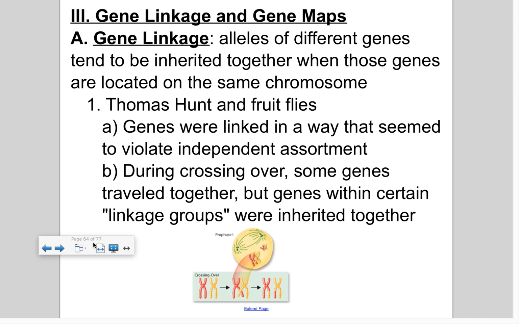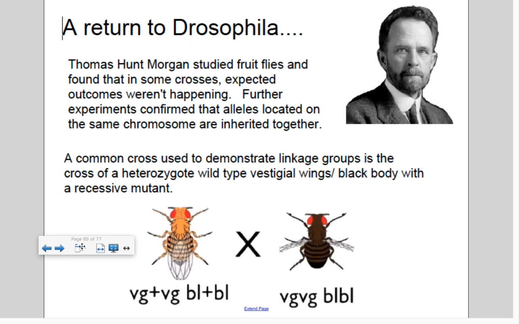And so Thomas Hunt Morgan looked at what's going on here. Why are some of these genes linked together? Why are we violating independent assortment? And he noticed that during crossing over, some genes traveled together, and these genes were always within certain linkage groups. So you don't have these in your notes. It's kind of like a story.